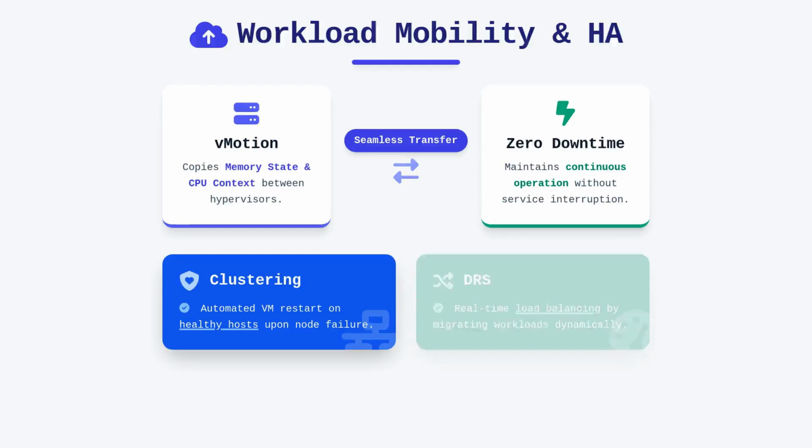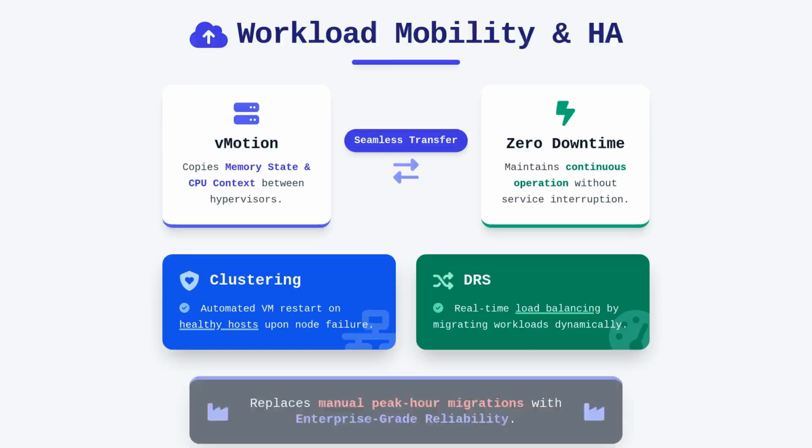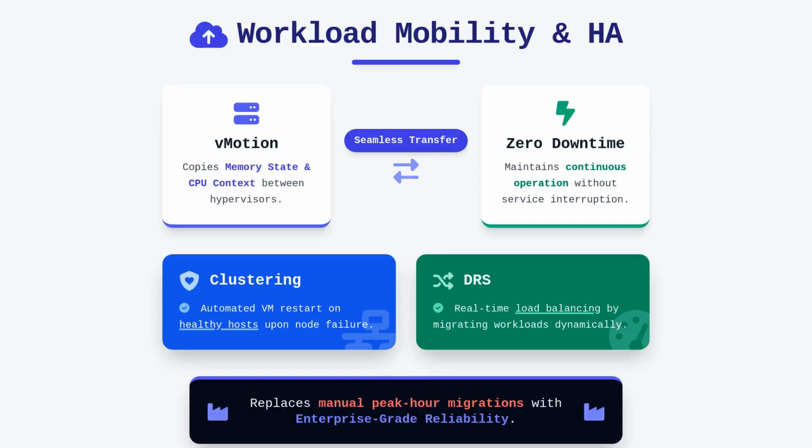Distributed Resource Scheduler, or DRS, goes further by monitoring the utilization of clusters in real time and automatically migrating workloads to balance the load across the hardware. This dynamic orchestration is what enables the level of reliability expected in today's enterprise environments. Without these mechanisms, administrators would be forced to perform time-consuming manual migrations during peak hours, which is rarely a viable strategy in production.